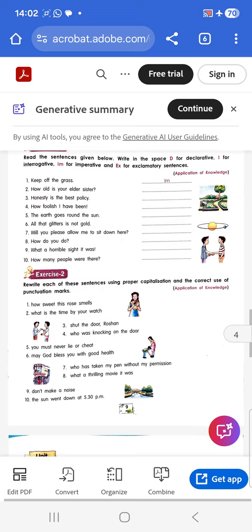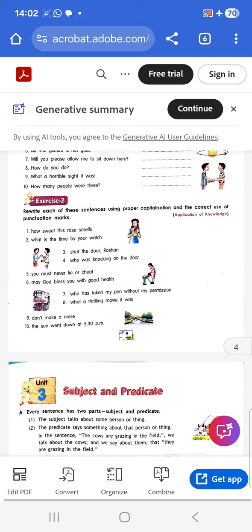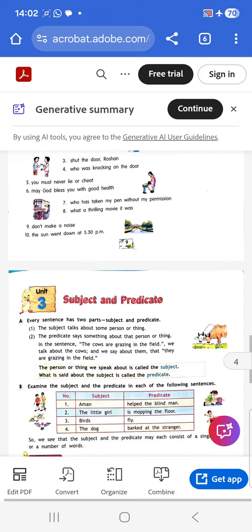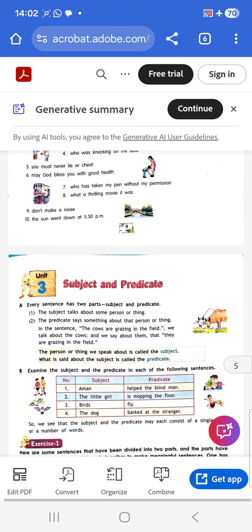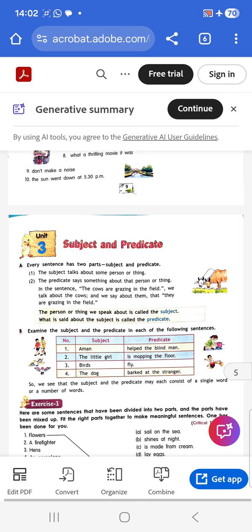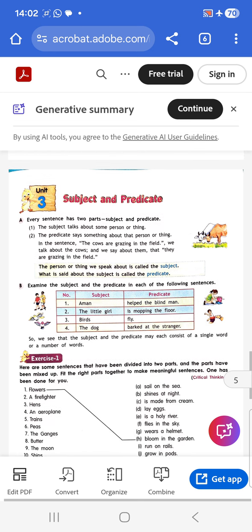Okay, now we are talking about chapter 3, subject and predicate. The person or thing we speak about is called the subject. What is a subject? The person or thing we speak about is called the subject. And what is said about the subject is called the predicate. Look at the examples. The little girl is mopping the floor. What are we talking about? The girl. Little girl is the subject and is mopping the floor is the predicate part.